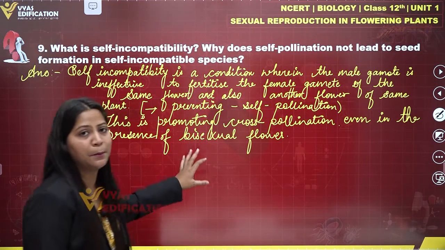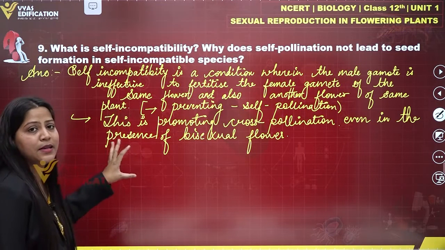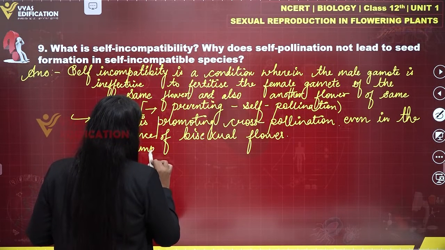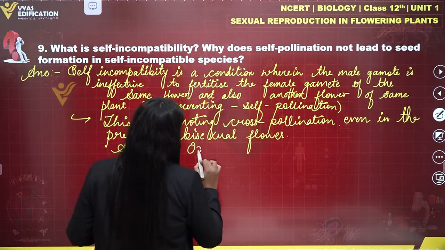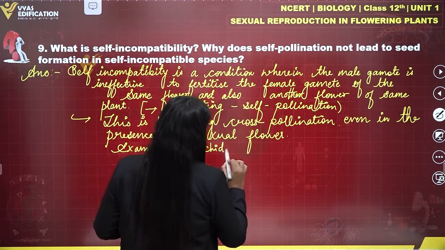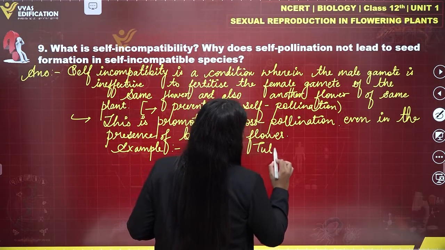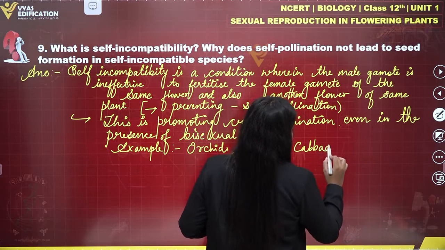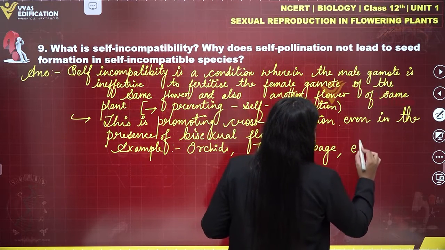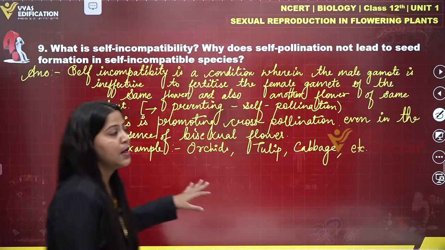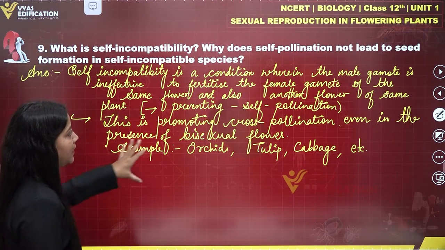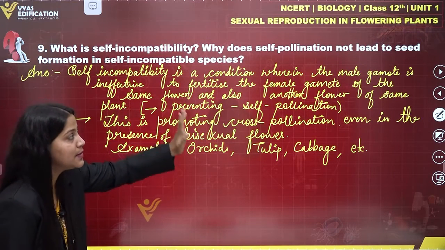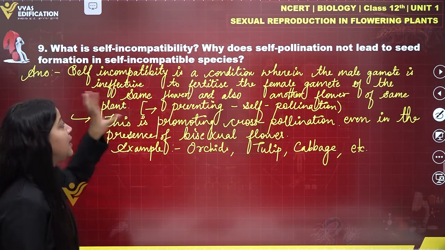And this self-incompatibility can be seen in some plants. If we talk about some examples of this, then we have orchids, tulip, cabbage, etc.